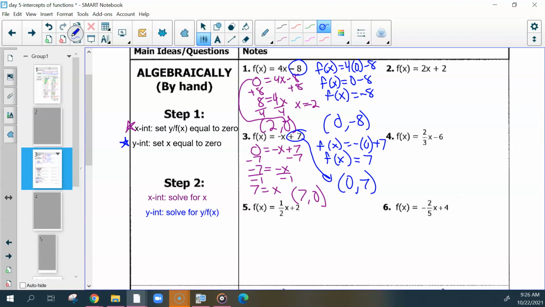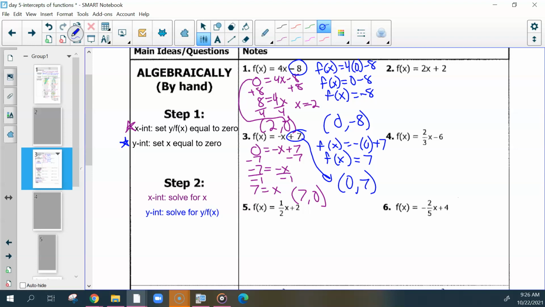Questions on that one? Can we see the line on an actual graph? We will do that on the bottom, not for this part.